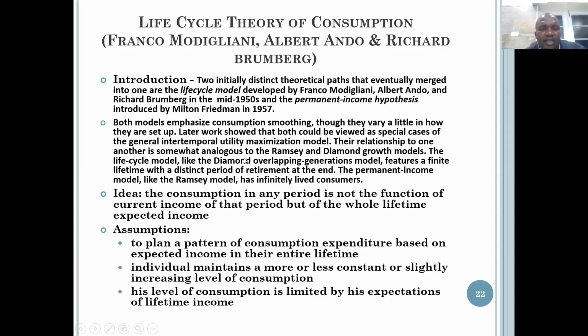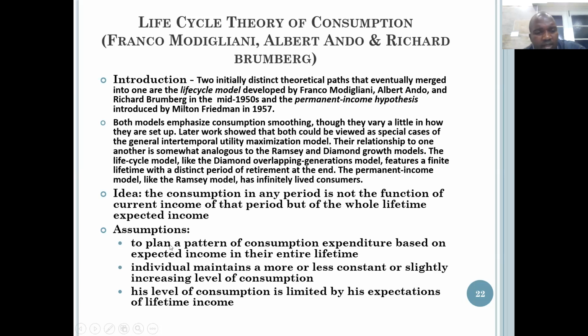Their relationship to one another is somewhat analogous to the Ramsey and Diamond growth models. The life cycle model, like the Diamond overlapping generations model, features a finite life with a distinct period of retirement at the end. The permanent income model, like the Ramsey model, has infinitely lived consumers. In other words, consumers that live forever or indefinitely. The idea is that the consumption in any period is not a function of the current income of that period, but of the whole lifetime expected income.